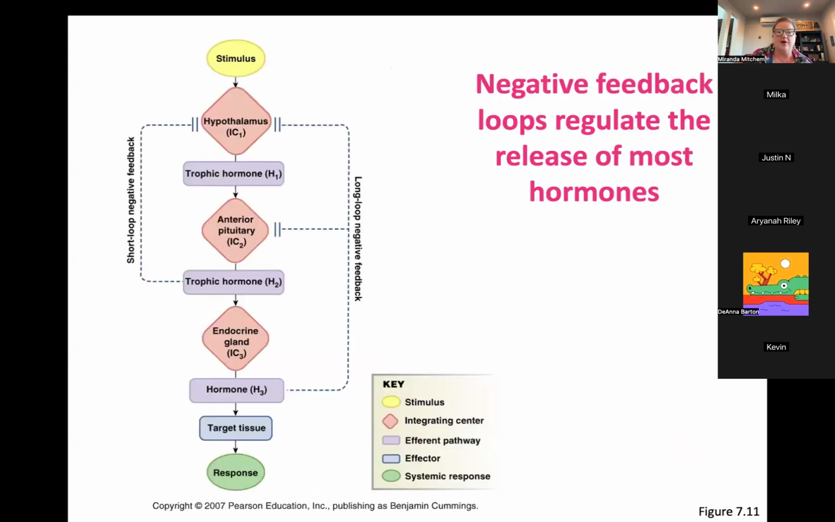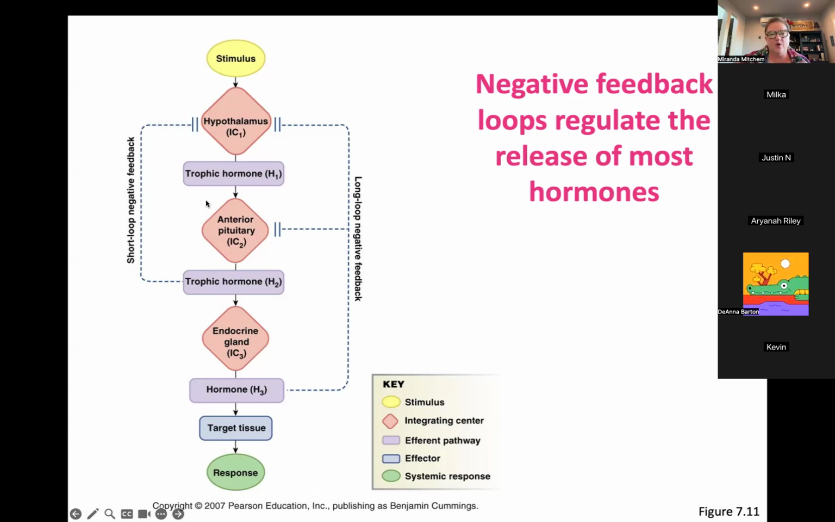Okay, so here's the overview of that pathway. Our stimulus would target our hypothalamus, which is integrating center 1. It produces a hormone that then activates the anterior pituitary, which is integrating center 2. And then we get our second trophic hormone produced, which is carried through to the endocrine gland. And now finally our third hormone is produced, which has an effect on the target tissue.